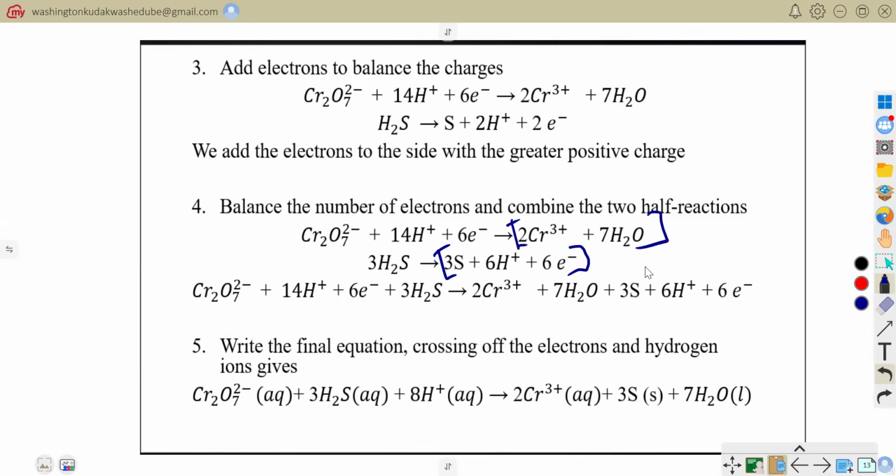So after that, we now need to look at our combined reaction. These two half reactions have been combined to form this. However, you can see that on this side I've got 6 electrons, and this side as well I've got 6 electrons. I can simply cancel them out.